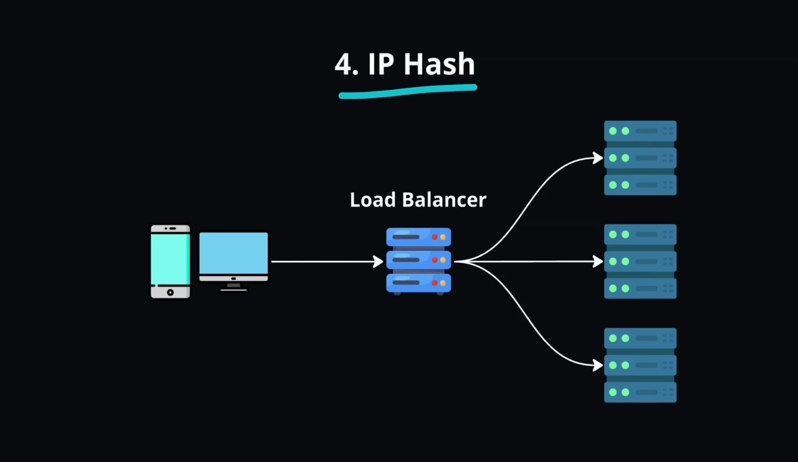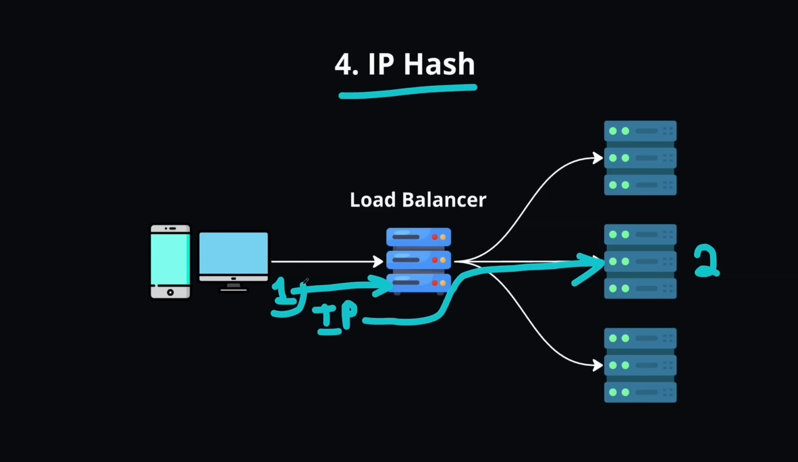The fourth option is the IP hash algorithm, which determines which server receives the request based on the hash of the client's IP address. This is useful when you want your clients to consistently connect to the same server. Let's say client 1 makes a request to your load balancer. The load balancer will use the client's IP address, hash it, and send it to the appropriate server, let's say server 2.